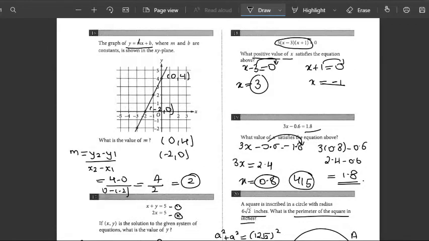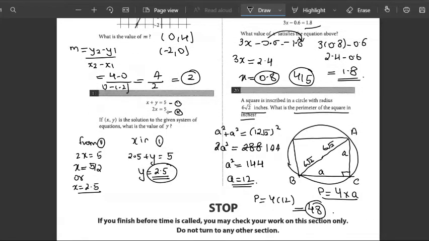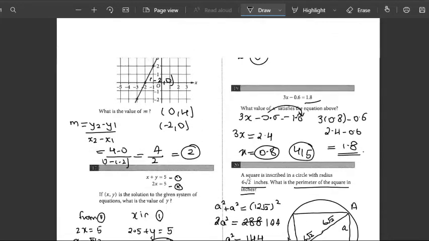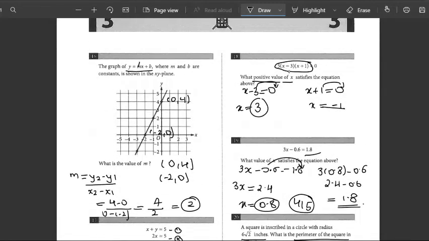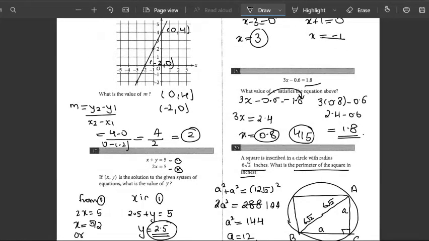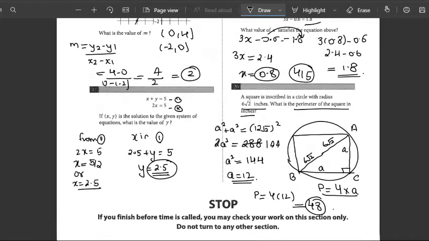16th: 0 comma 4 minus 2 comma 0 will be 4 upon 2, which is 2. If x is equal to 2.5, plus y is 5, so y is equal to 2.5. X is equal to 3 and minus 1. Can't be minus 1 because it's positive, so x is 3. If x is 0.8, 2.4 minus 0, you'll get 2.4 over here. Minus 0.6 is 1.8, so that's also correct.